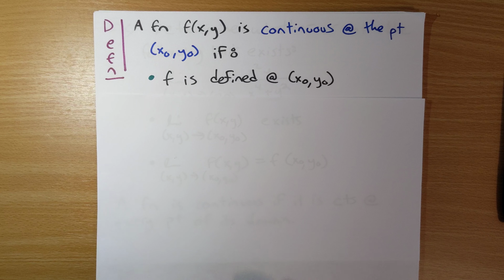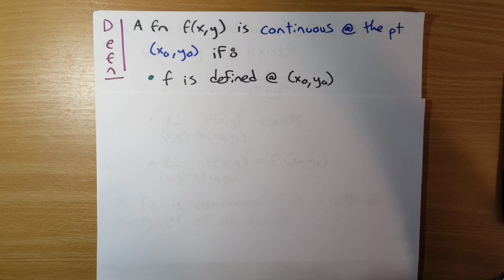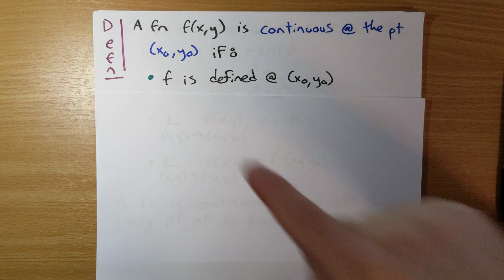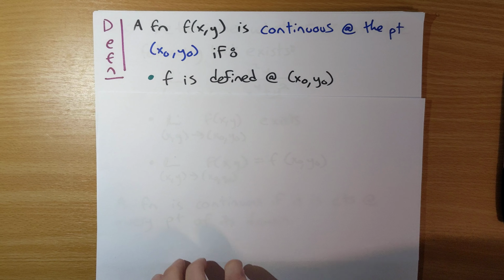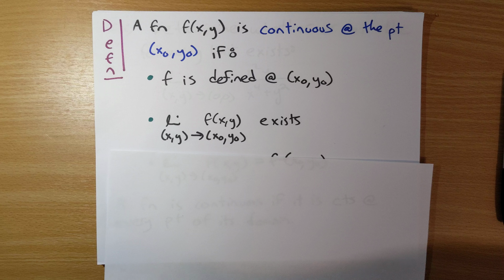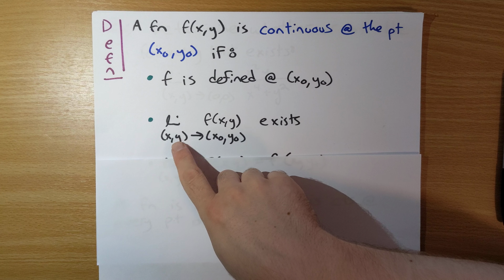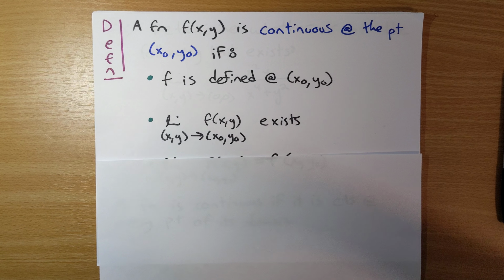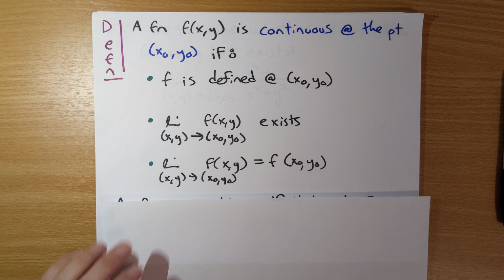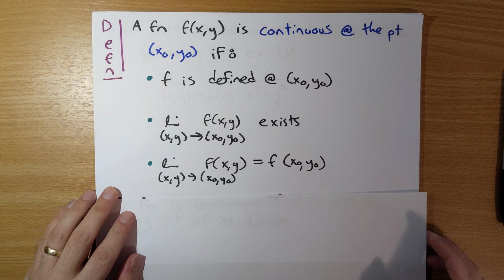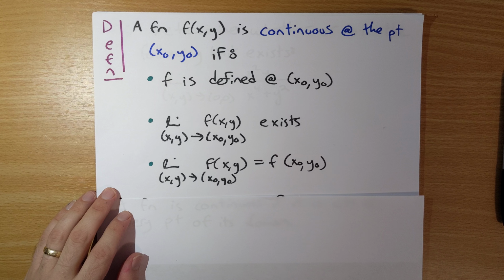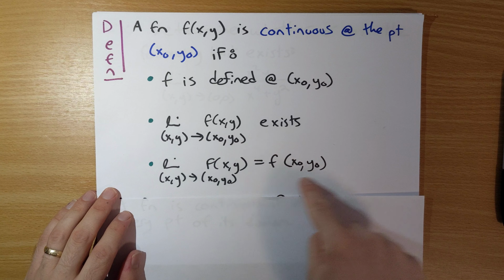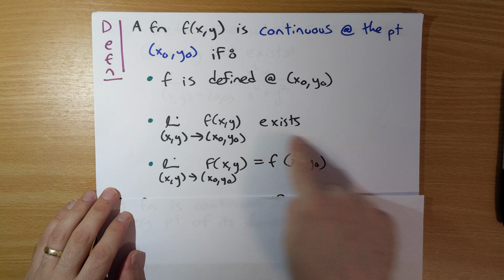Well, it means the same set of things that it's going to be for one variable continuity. The function is defined at that point. That was something we had before. The limit of the function as you get close to that point exists. That sounds familiar. And these two things need to equal each other. And in fact, you can kind of summarize continuity by just taking this third bullet point here.